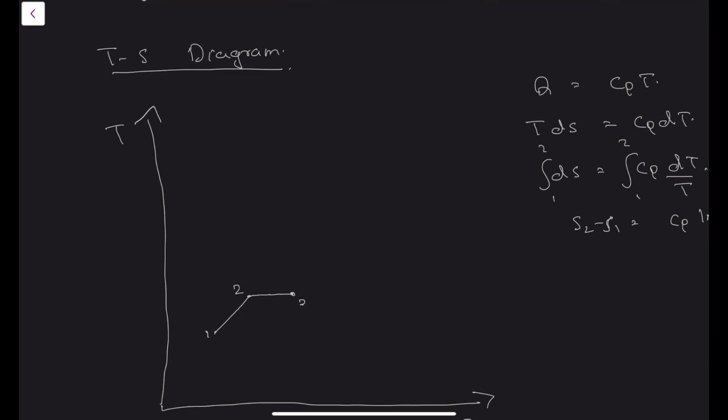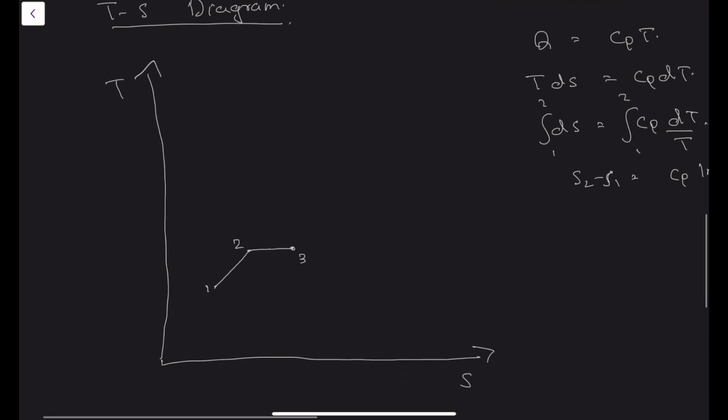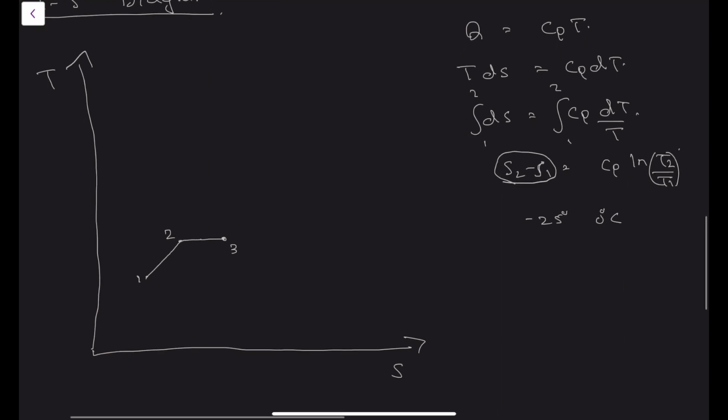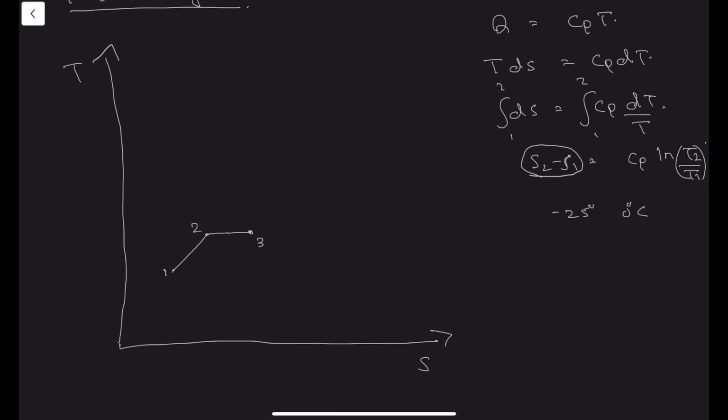Okay. So during this process, 2 to 3, since it is a phase change process, you know that for a phase change process, temperature is constant. And when the solid is heated, you can see that its temperature is increasing. That means if you take ice, for example, if it is heated from minus 25 degrees Celsius to 0 degrees Celsius, temperature increases. So entropy also increases. Right. But during the phase change process, if you take ice at 0 degrees Celsius to water at 0 degrees Celsius, temperature will not change, but entropy will change.